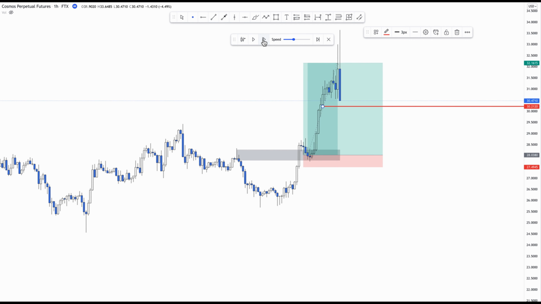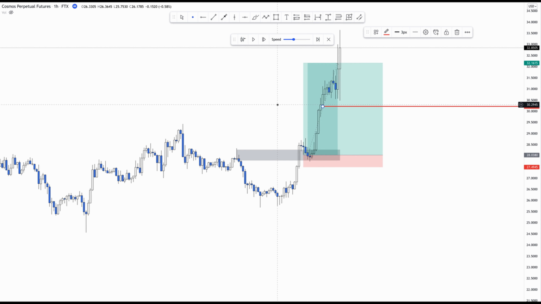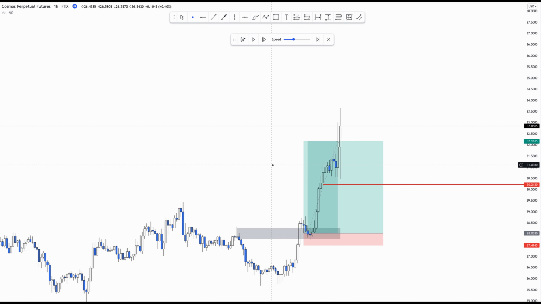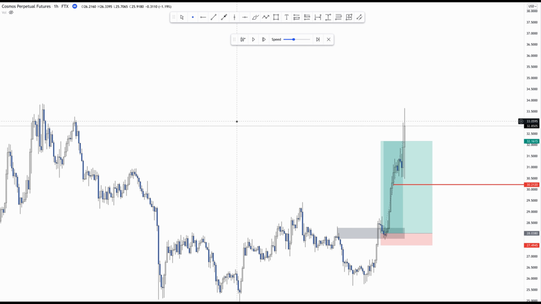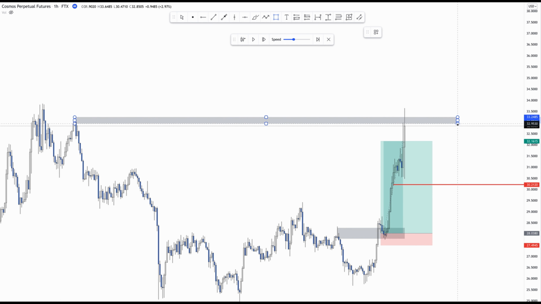Oh wow, that's a great move. Now, depending on your understanding of structure, let's zoom this out to see what it is like, right? So now if you understand structure, you understand liquidity, you get to understand that we are at the point where price could probably reverse, right?